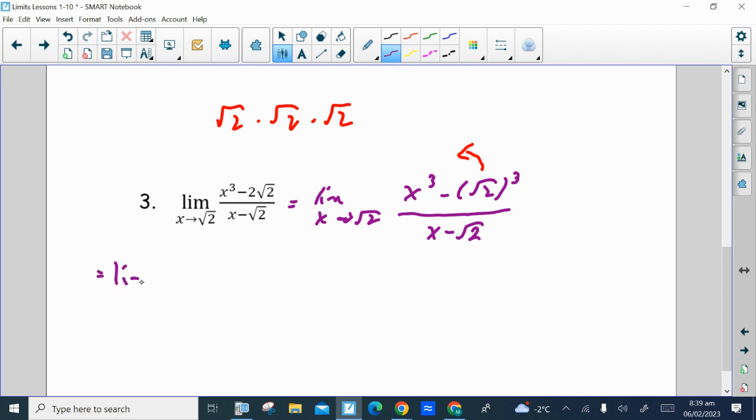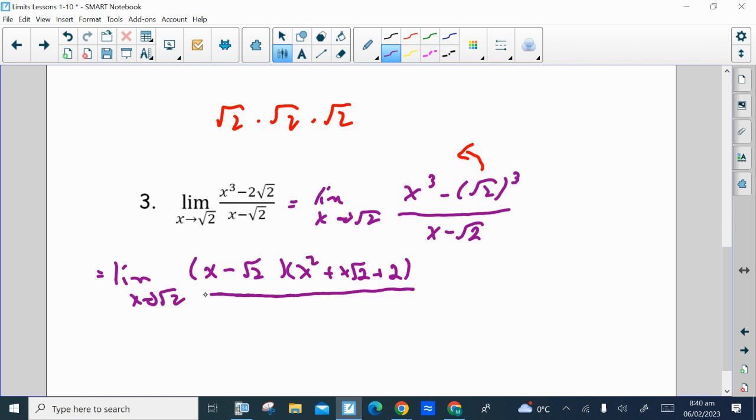So I've got the limit as x approaches root 2. Again, if I'm going to factor the top as a difference of cubes, the cube root of x cubed is x. The cube root of root 2, all cubed, is root 2. So that gives you the terms of the binomial. To get the terms of the trinomial, we square the x. We multiply the two terms together, so I'll write that as x root 2. And then we square the last term, which is 2. Again, this is a difference of cubes, and the sign pattern is minus, plus, plus. And the denominator I leave as x minus root 2 because I'm going to cancel it with that same factor above.